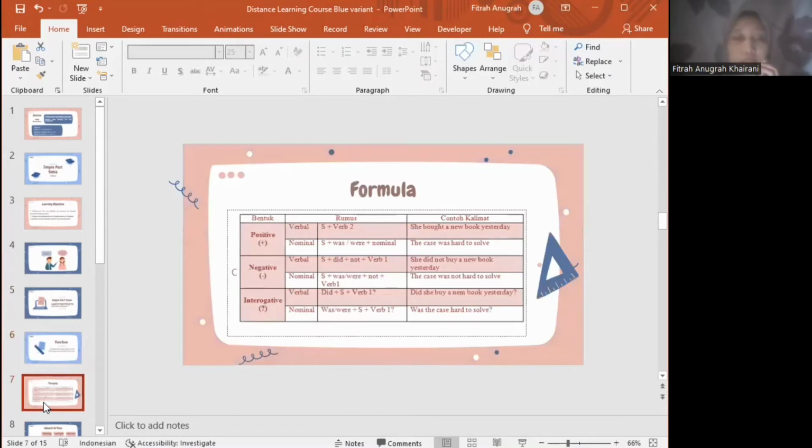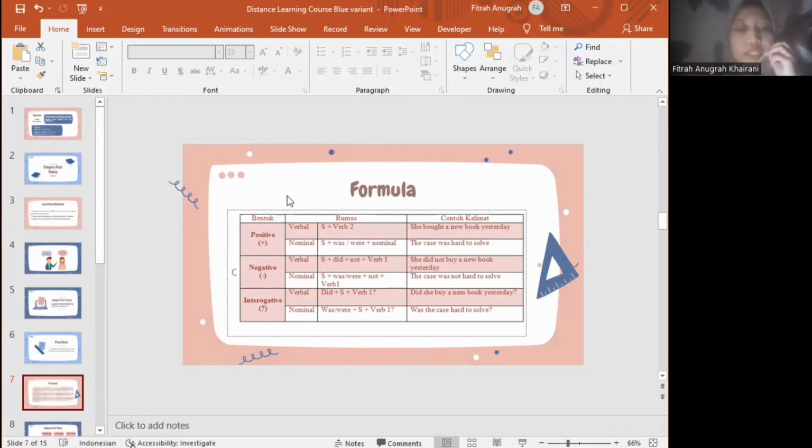Okay, next is the formula of simple past tense. We have positive sentences, negative sentences, and interrogative sentences. And there are verbal sentences and nominal sentences. But today we are focusing on verbal sentences, yaitu kalimat yang berisi kata kerja. Okay, the first one, for positive sentences, the formula is subject plus verb two. So the characteristic of simple past tense is that it always uses verb two, okay? For negative sentences, we use subject, did, plus not, plus verb one. For interrogative sentences, we use did, the subject, plus verb one, and a question mark. Okay?